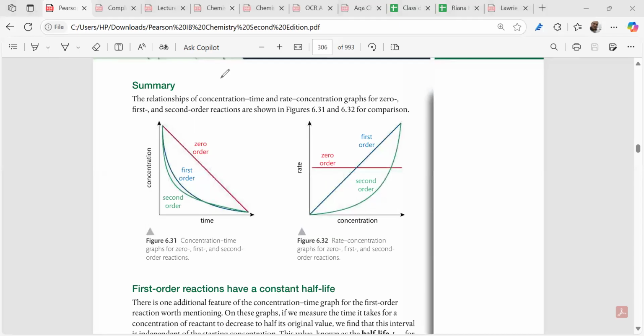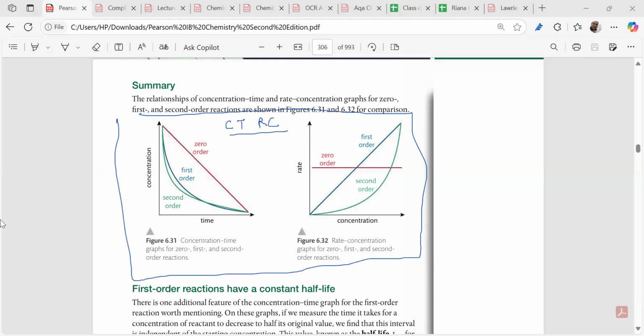This rhyme, you understand? The rhyme I told you, CTRC. Just to write down CTRC. Just cut paste over here, right? This part. Fine. Quickly. Done? Yes, I'm just doing.